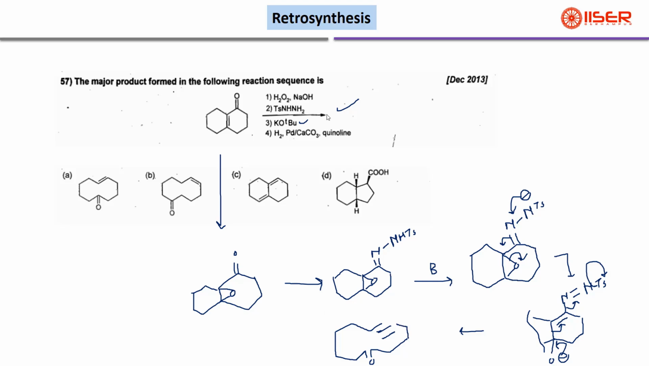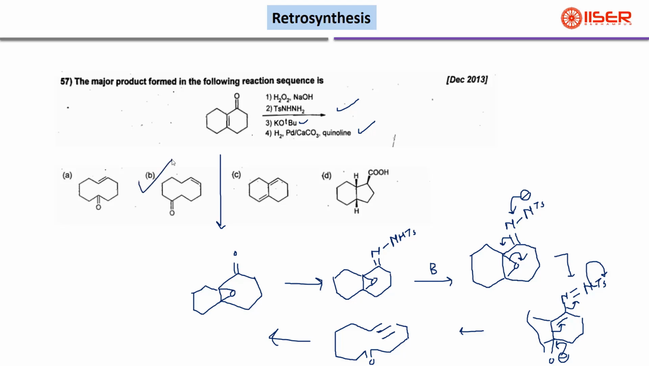Now in presence of hydrogen, palladium, calcium carbonate, it will undergo hydrogenation reaction. And we know that hydrogen palladium in this condition undergoes a cis hydrogenation, always syn hydrogenation. So it will give a cis double bond. So here the double bond is trans. Here the double bond is cis.